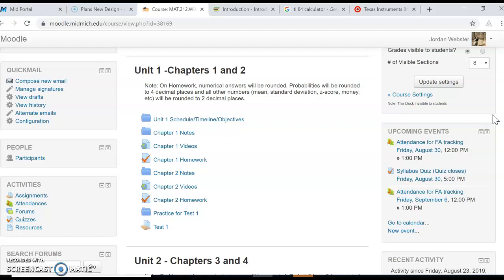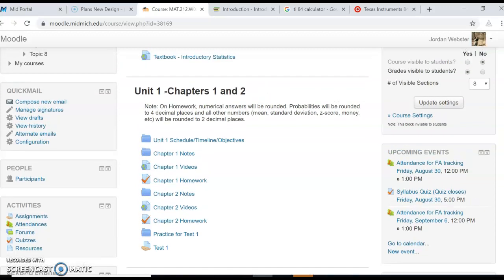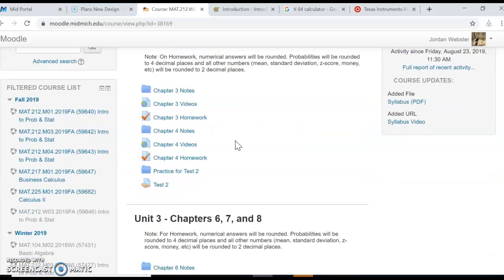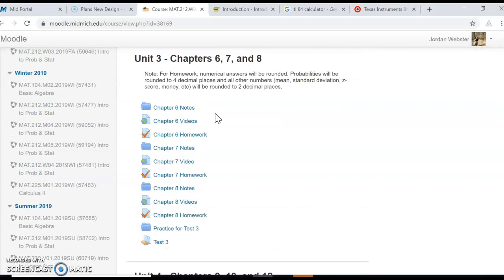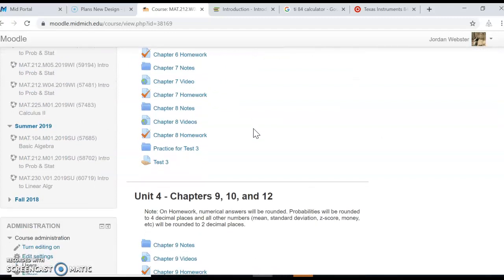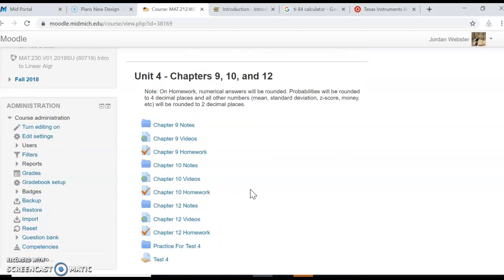Okay. Now, the reason why the first 3 units are worth 100 points is, let me put it this way, the test covers just the unit that we're in. So for instance, test 1 covers only unit 1. Test 2 covers only unit 2. Test 3 covers only unit 3. Test 4 is the final test.